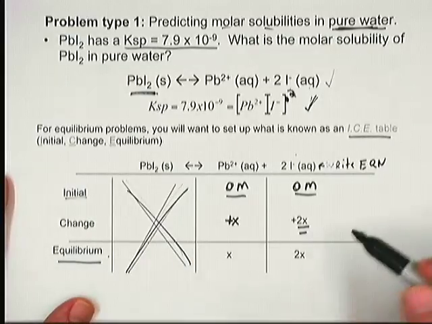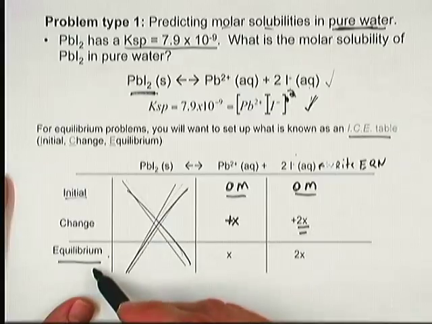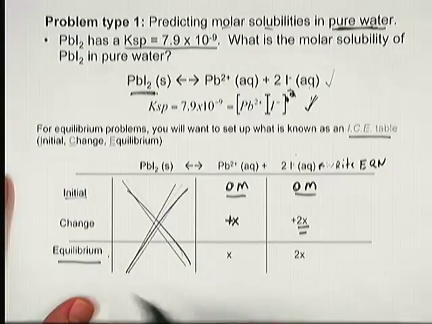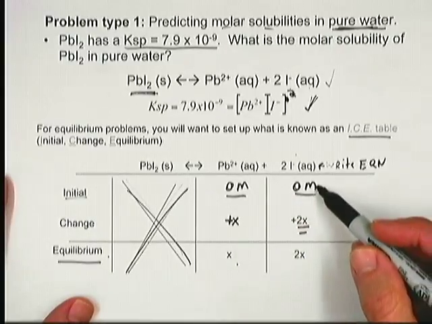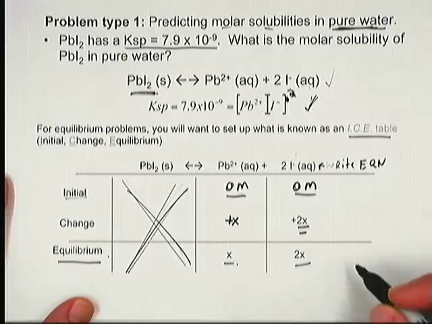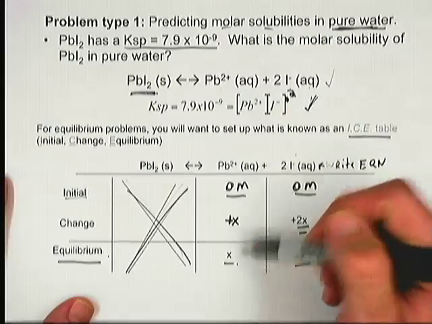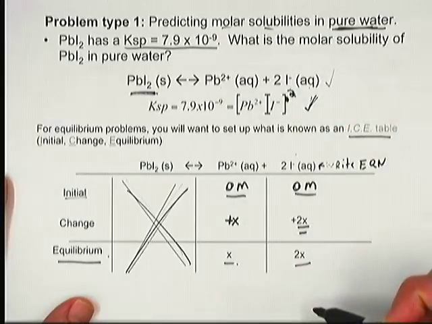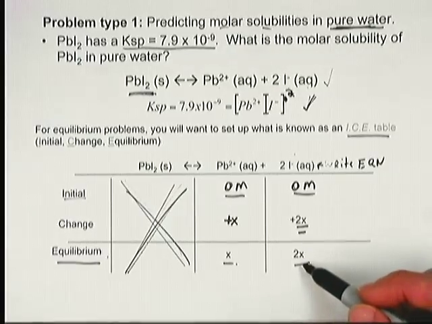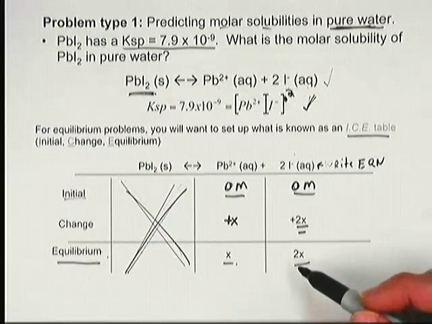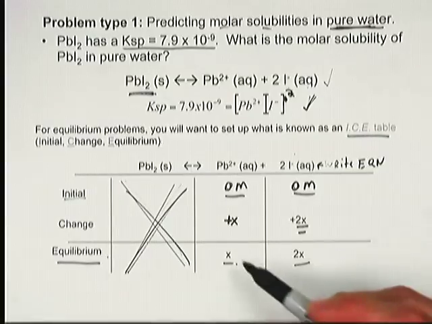Then, after I'm done defining my change, I define my equilibrium condition. My equilibrium condition is just the sum of the values above. So here it would be 0 plus x, or x. And here it's 0 plus 2x, or 2x. So these algebraic terms represent my expected concentrations of lead and iodide, respectively, once an equilibrium is established. Now, do I know what the concentration of lead or iodide is yet in molarity? Of course I don't, but I've made a little bit of progress, because now I know that this one should be twice as concentrated as this.